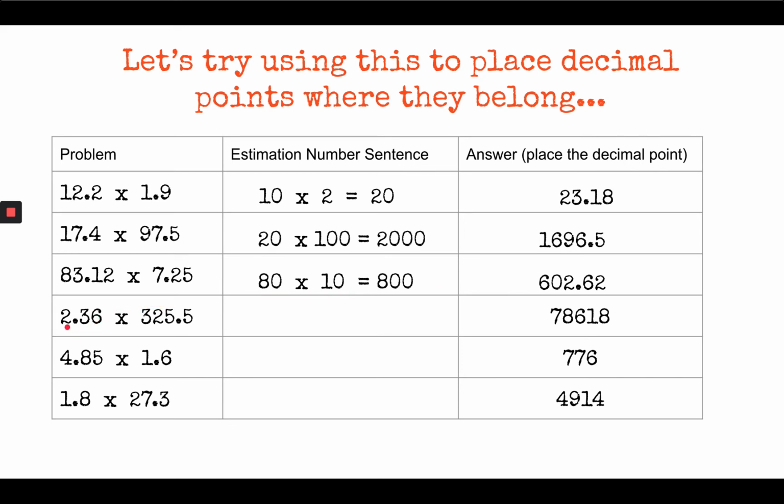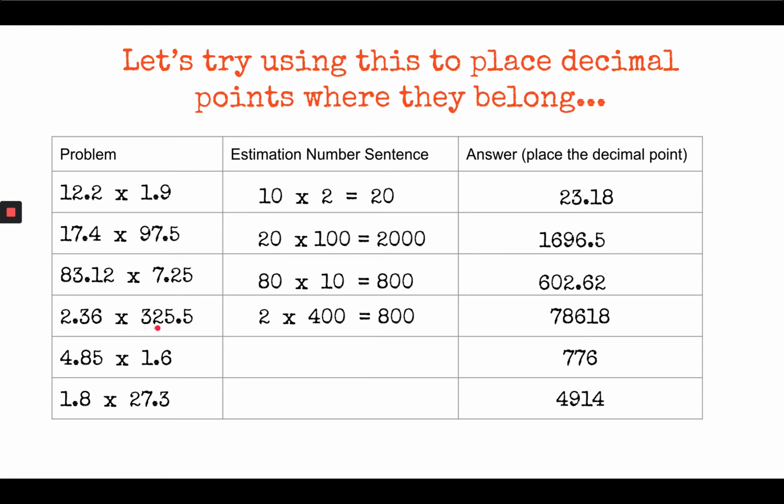All right, now I've got 2.36 times 325.5. Oof. All right, well, there's a couple different ways I can do this, right? 2.36 can be close to 3 or it can be close to 5. Okay, and 325, well, that could be close to 300 or 400. I did it this way. I did 2.36 and I rounded that to 2 because I thought that 2.36 was closer to 2 than it was 3, and I was just trying to be pretty accurate with this.